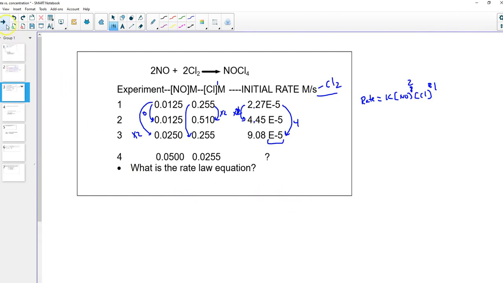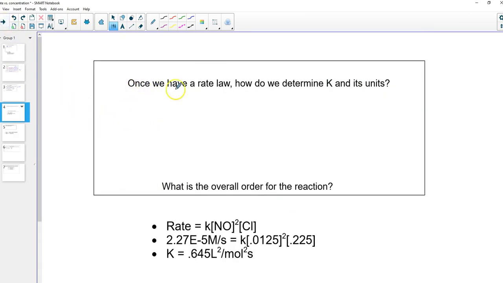Okay, typical things they ask here is, once you have the rate law, how do you determine K in its units? So my rate law is the rate equals K, the concentration of the NO squared, concentration of the Cl to the first. And I want to solve for K. So I'm going to take my rate divided by my concentration of NO squared, concentration of chlorine first, equals my K value.